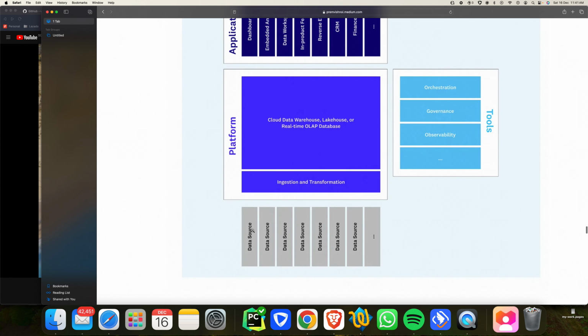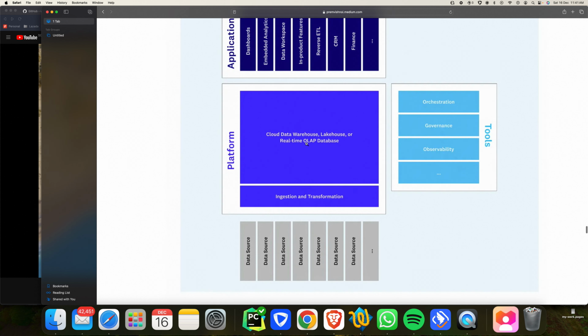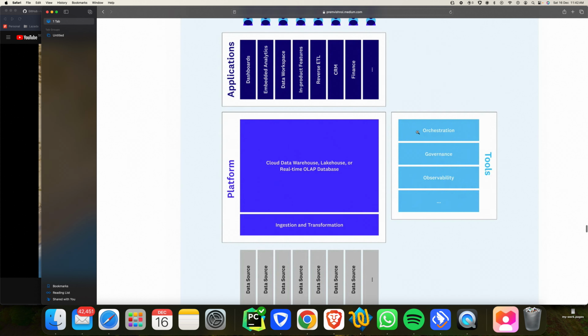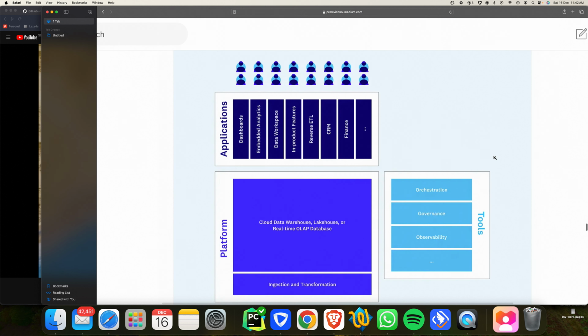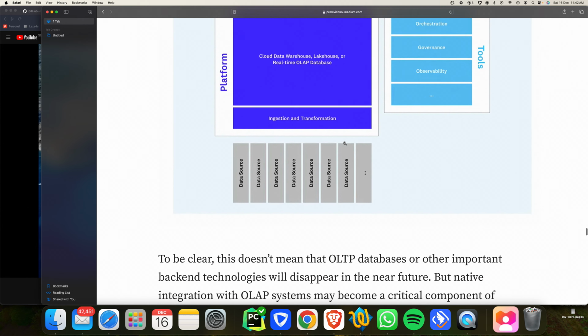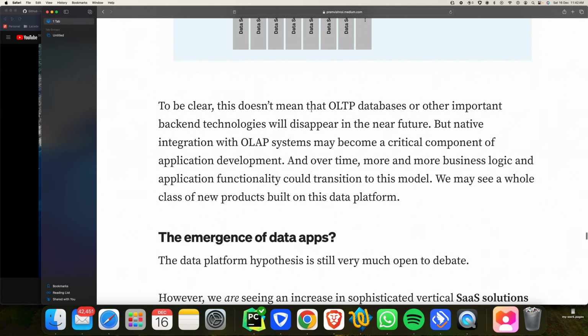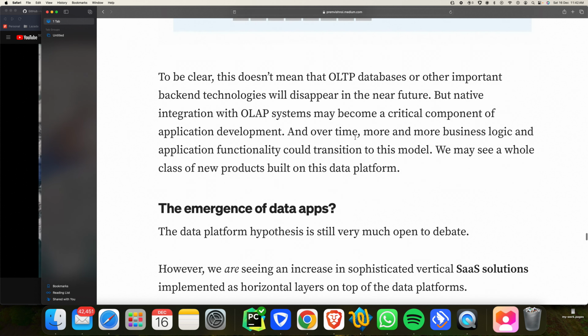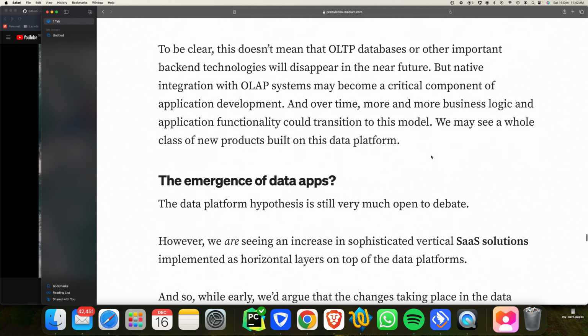So this is the data sources, integration, transformation, cloud data warehouse, data lakes, and observability on top, with governance and observability tools. On top of this sit applications: data-driven, embedded analytics, data workspace, in-process feature, ETL, CRM, finance. To be clear, this doesn't mean OLTP databases or other important backend technology will disappear in the near future, but native integration with OLTP systems may become a critical component of application development. Over time, more and more business logic and application functionality could transition to this model. We may see a whole class of new products built on this data.